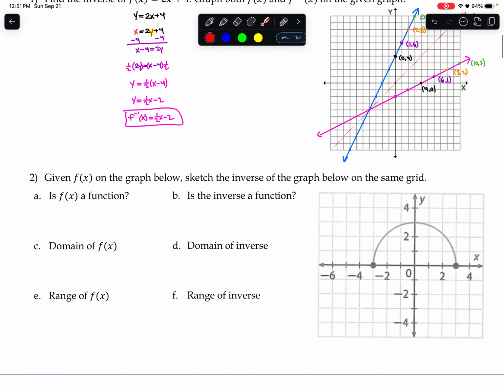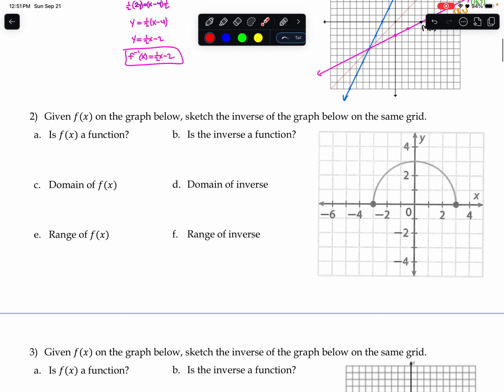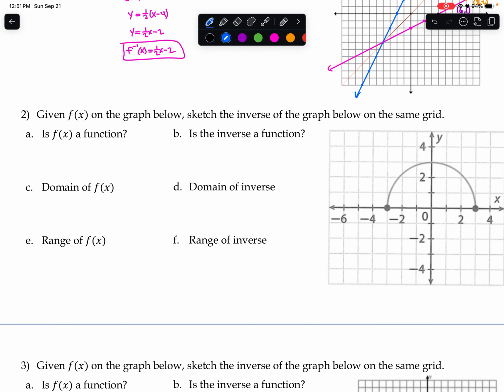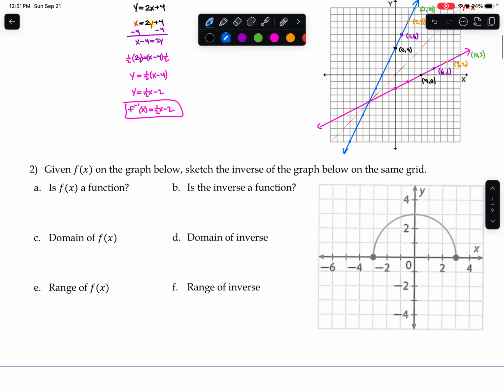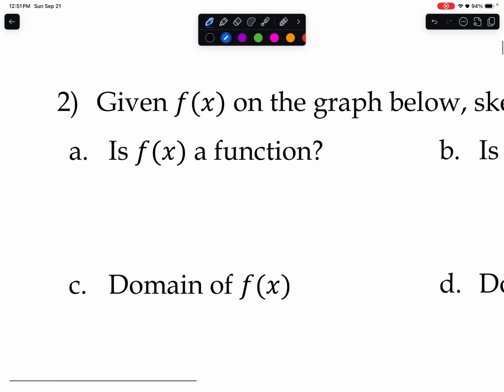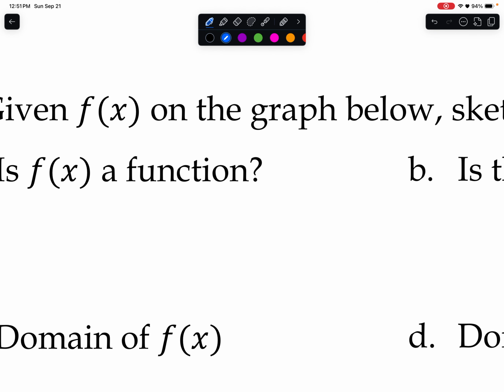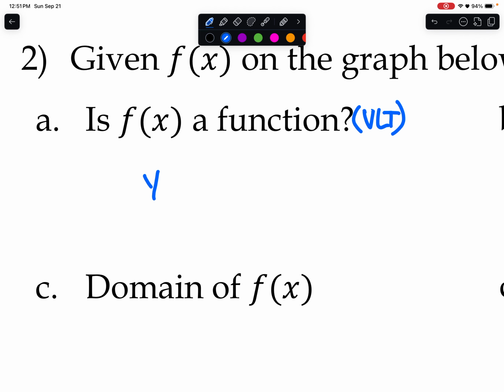So now we're going to look at another shape. First off, we're looking at f of x, which is on our grid, which is a semicircle. And then we're looking to see, is f of x a function? So when I'm asking if the original is a function, we're looking specifically at the vertical line test. So does it pass the vertical line test? Yes, it does.